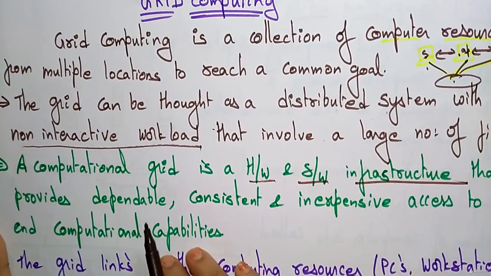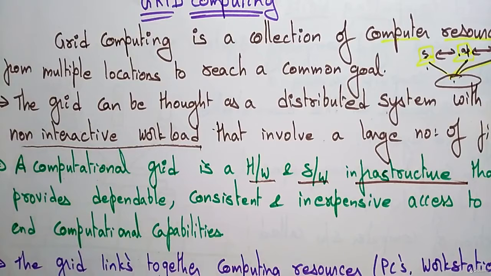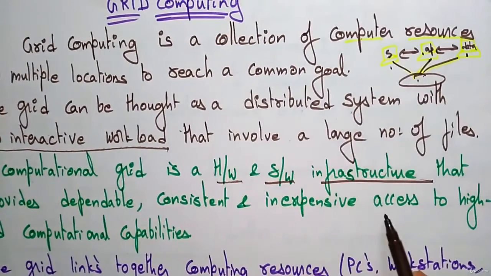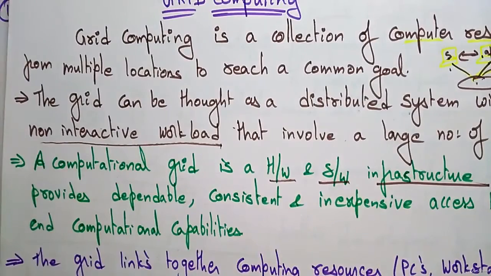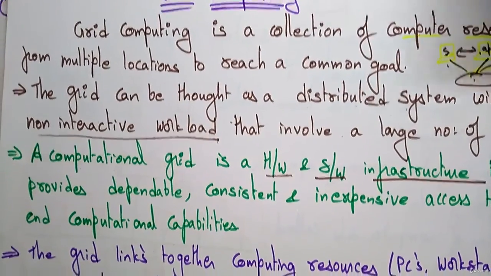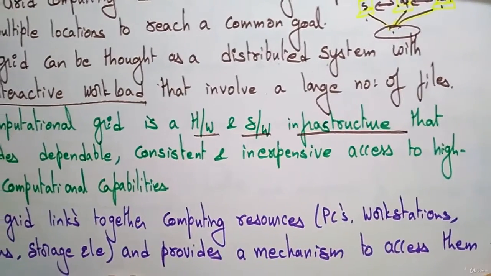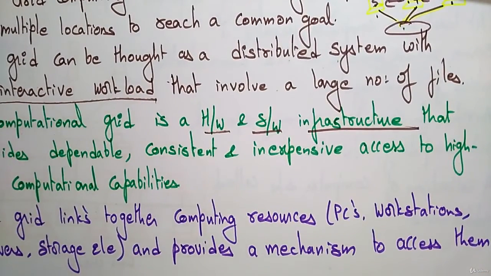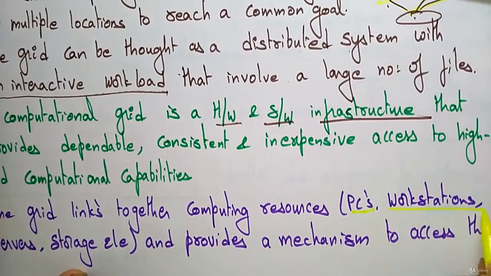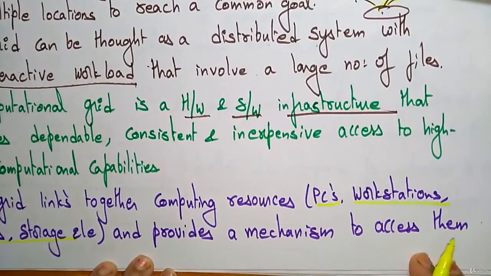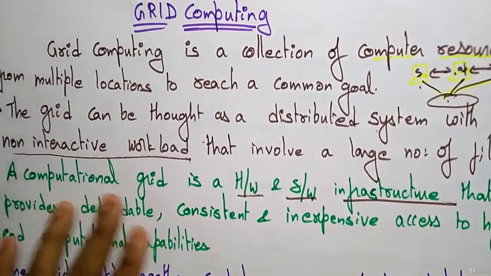A computational grid is a hardware and software infrastructure. You can say a hardware infrastructure is there, as well as a software infrastructure, that provides dependable, consistent and inexpensive access to high-end computational capabilities. The grid links together computing resources like PCs, workstations, servers and storage elements, and provides a mechanism to access them. So the grid links different computer resources together and provides a mechanism to access those resources.